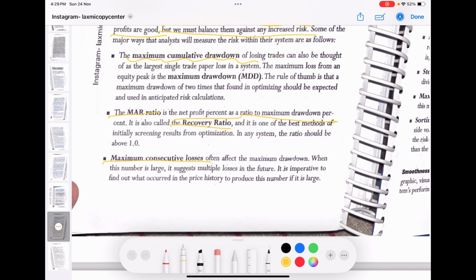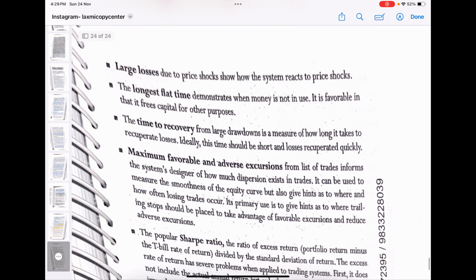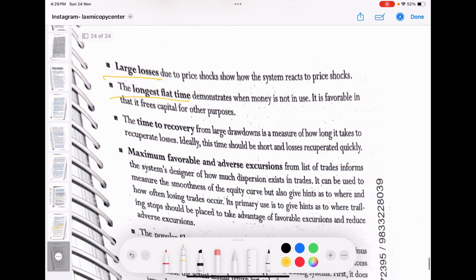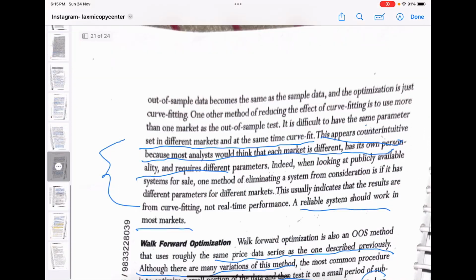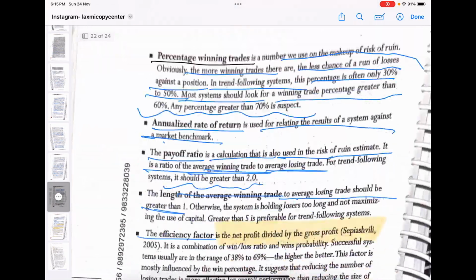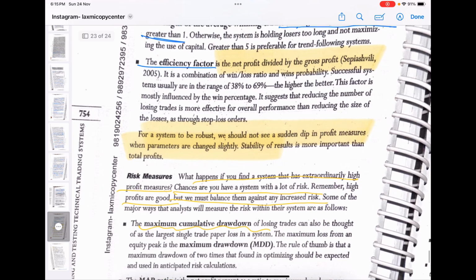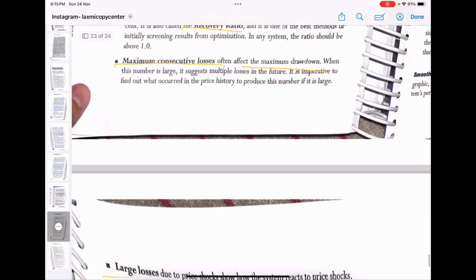Maximum consecutive losses must also be taken into account. Large losses, longest flat time, which means either you have no trade at all or it is sideways. The time to recovery: whenever there is a big loss, you need to see how much time it takes for the loss to be recovered. Maximum favorable and adverse excursion. Then we have the efficiency factor, which is net profit divided by gross profit.